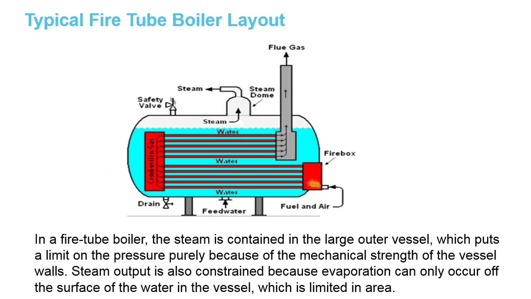Typical fire tube boiler layout. In a fire tube boiler, the steam is contained in a large outer vessel, which puts a limit on the pressure purely because of the mechanical strength of the vessel wall. Steam output is also constrained because evaporation can only occur off the surface of the water in the vessel, which is limited in area.